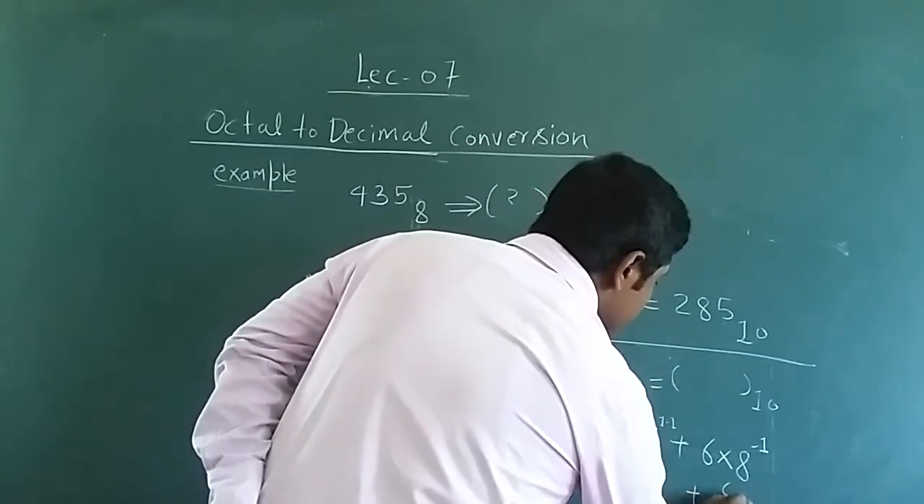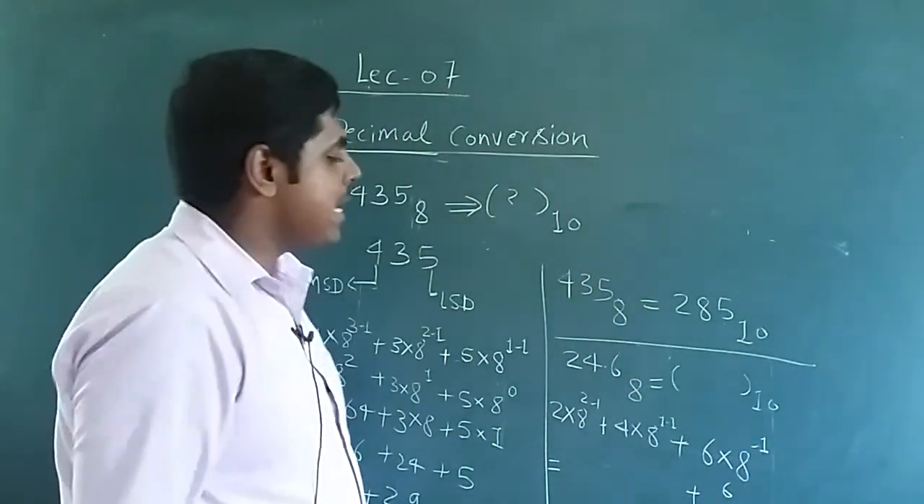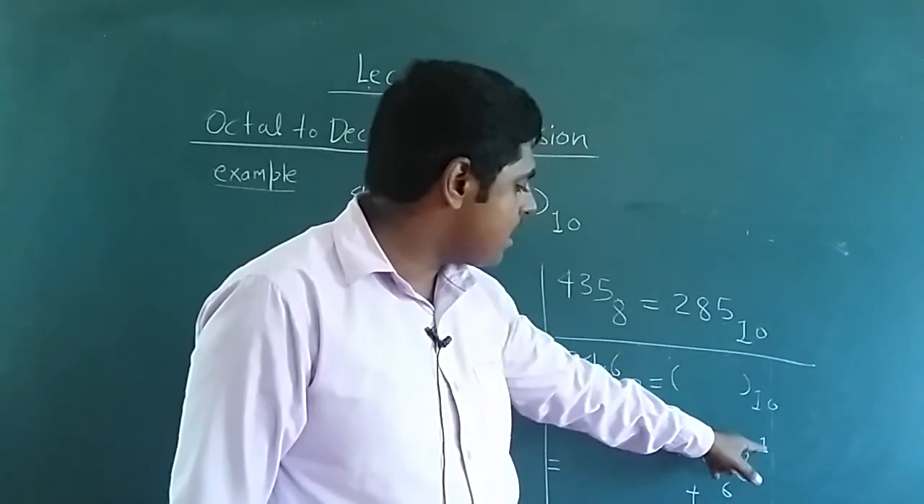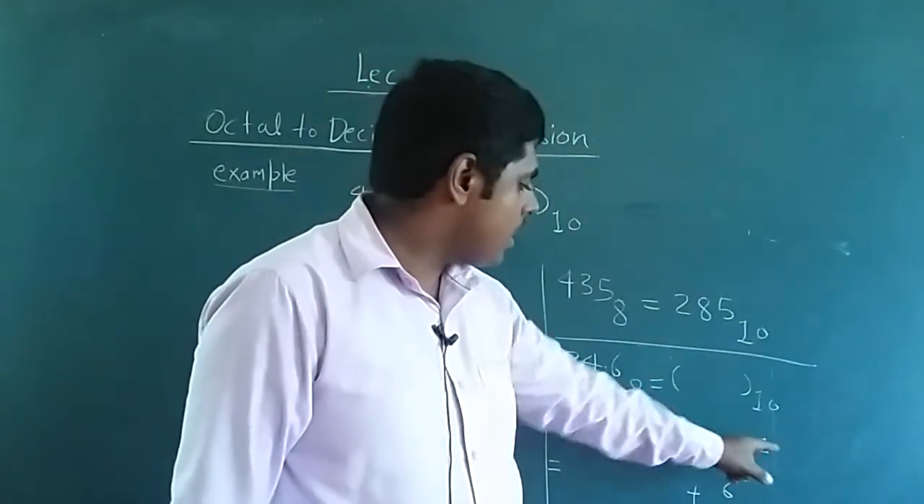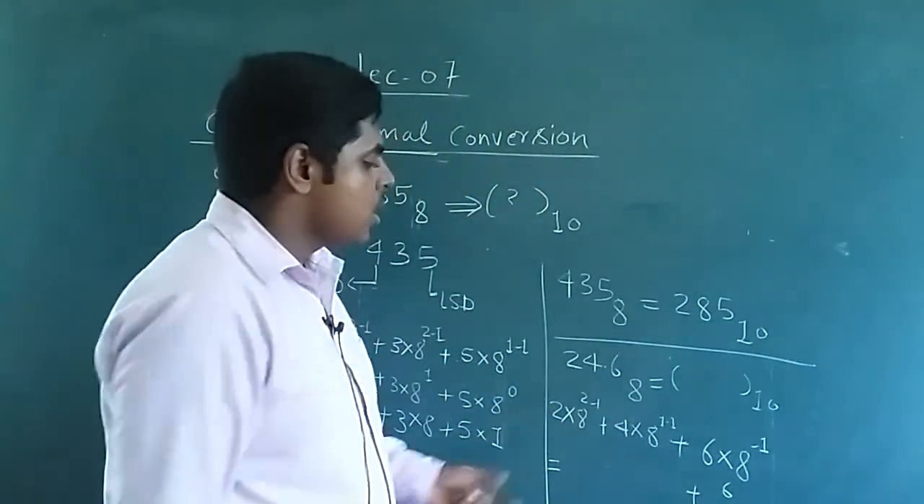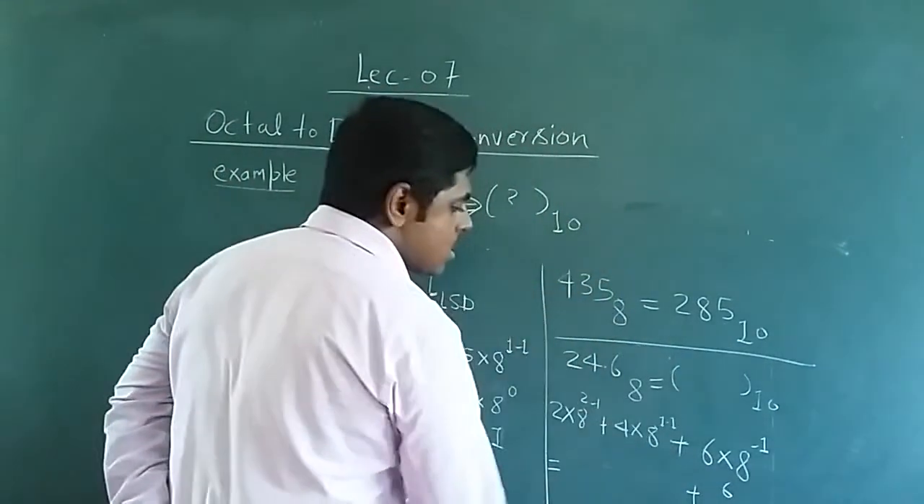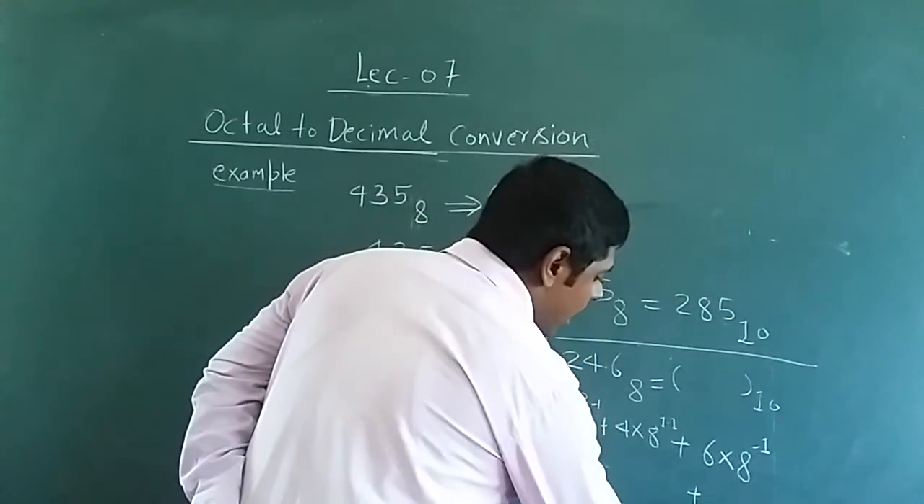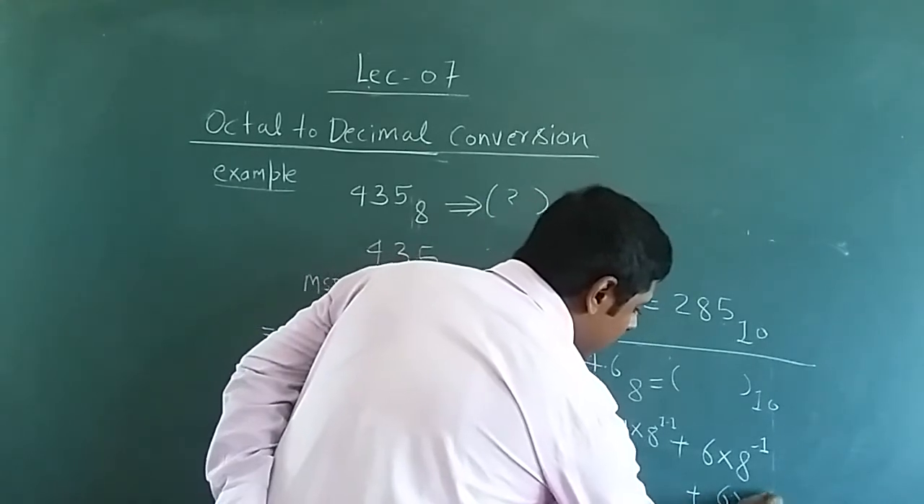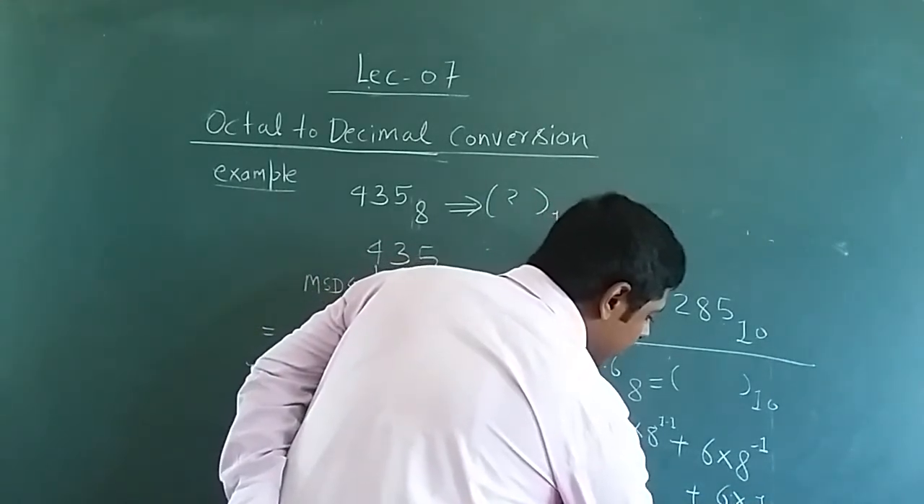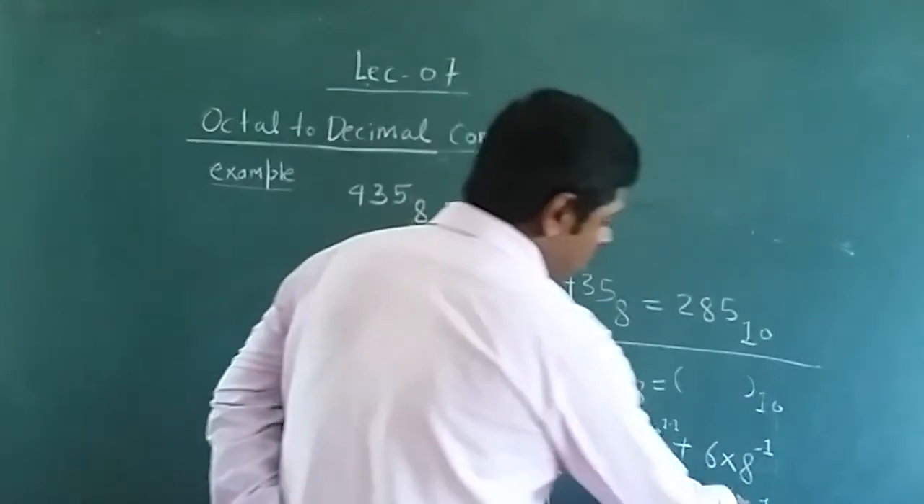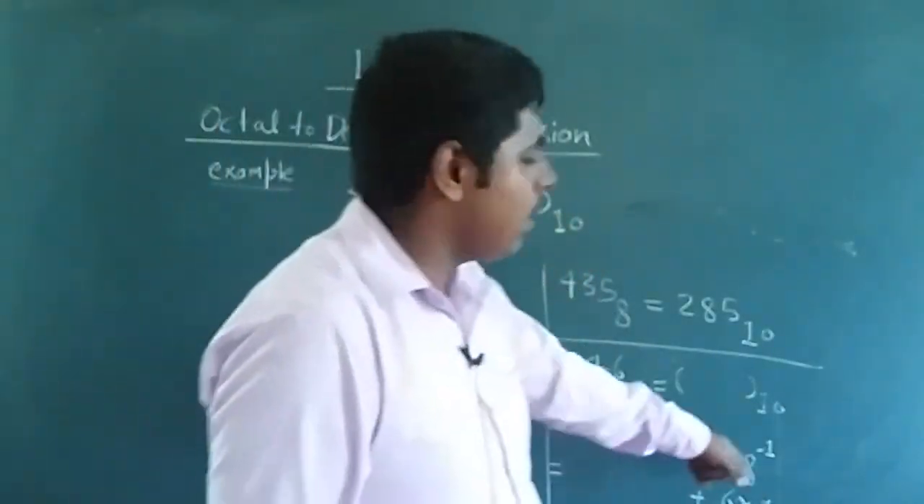Plus 6 into, as you know, the power of this number is in negative, is in minus. So we need to convert it to plus. So how will we write it? 1 upon 8. So the power of this number will become positive.